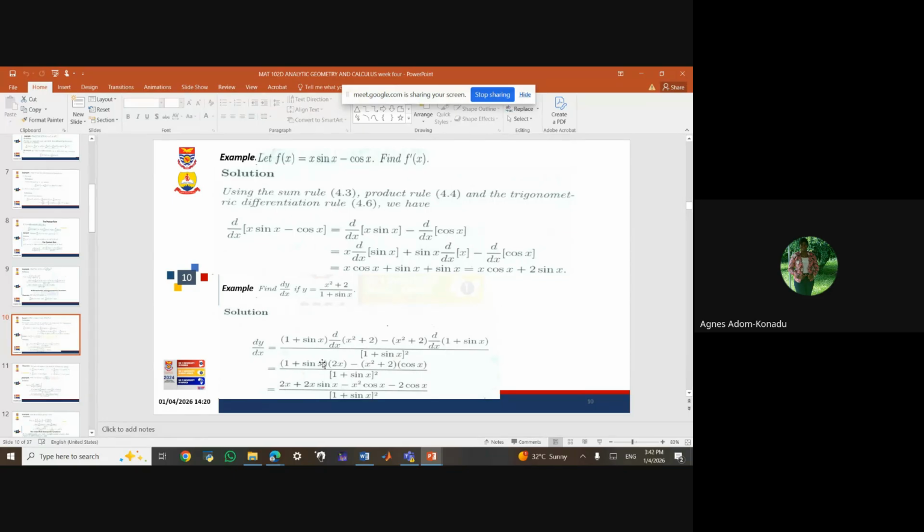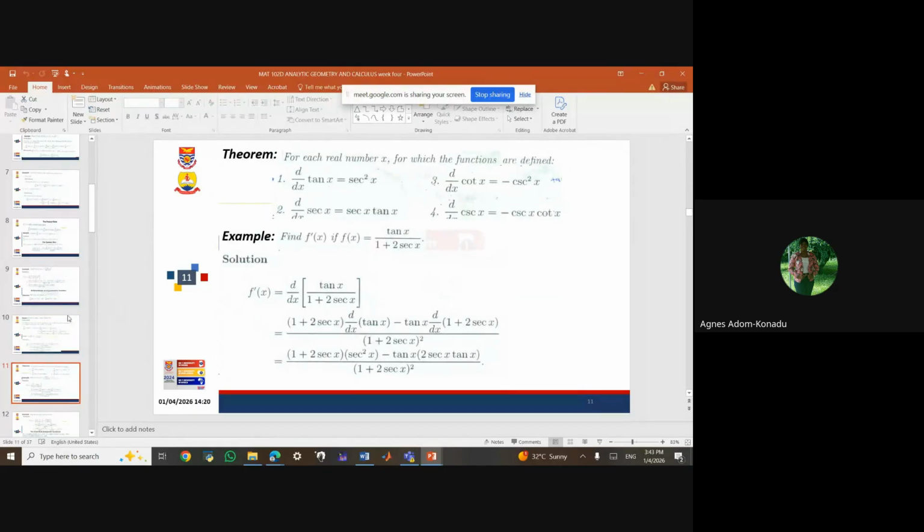It is (1 plus sine x)(2x minus x squared) plus 2 into cos x, all divided by (1 plus sine x) all squared. Then you can simplify. So you simplify, you're going to get 2x plus 2x sine x minus x squared cos x minus 2 cos x, all divided by that. You can simplify further. If it cannot be simplified further, then maybe you leave it there.